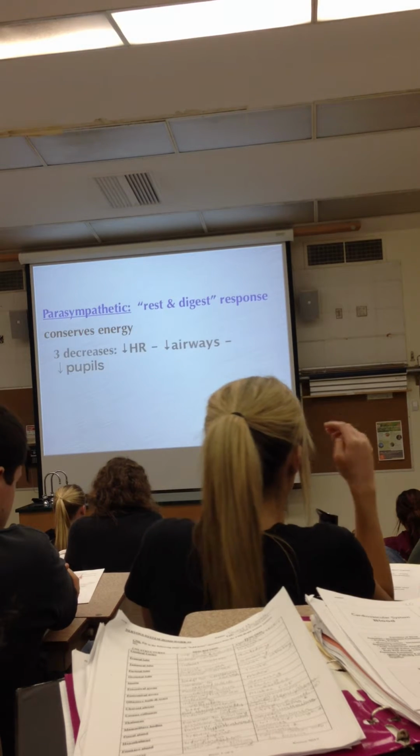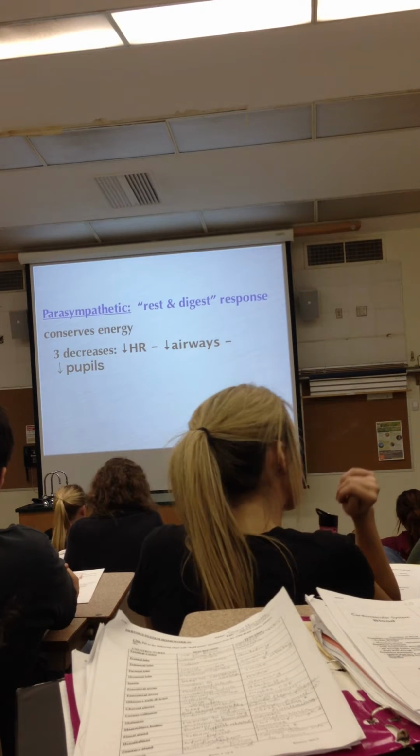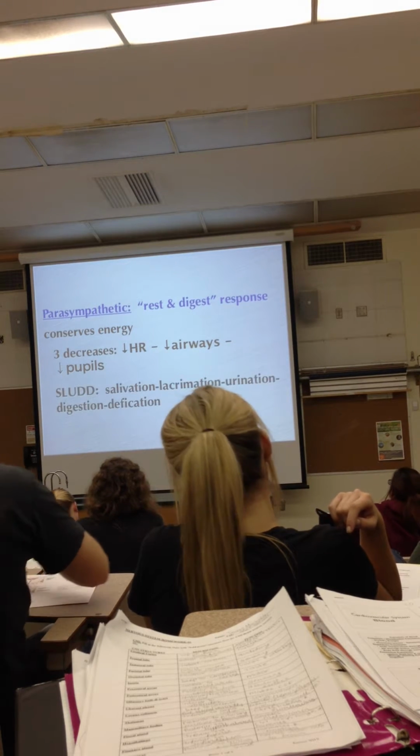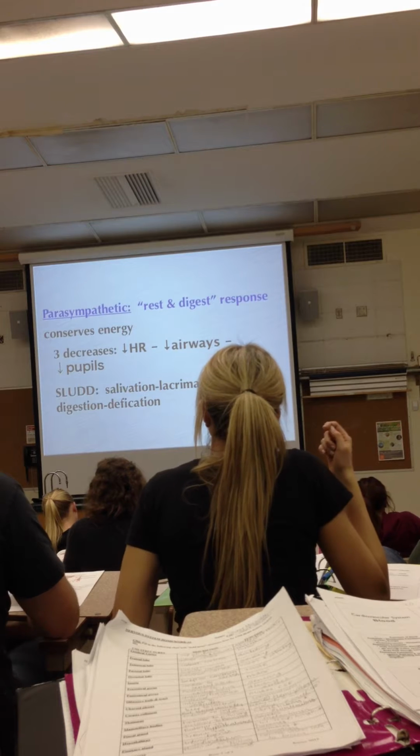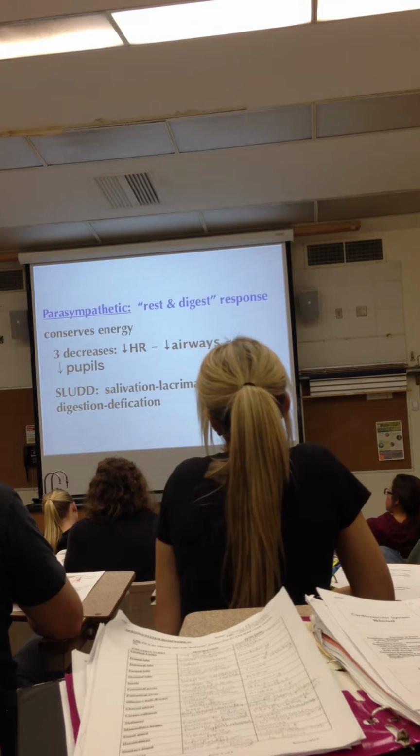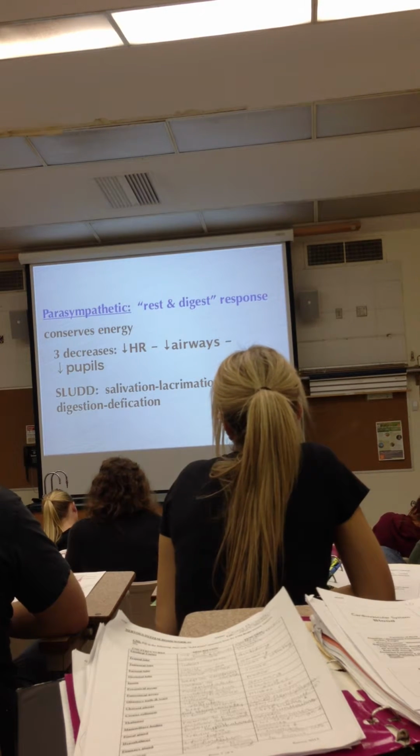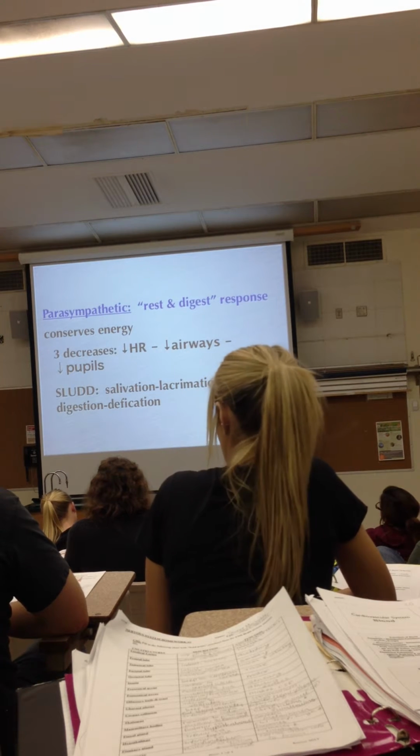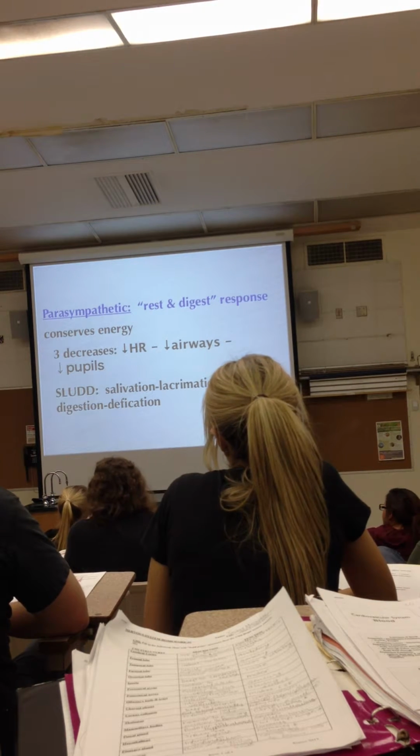Parasympathetic, rest and digest. Heart rate comes down, airways constrict, pupils constrict, SLUD. You get salivation, lacrimation, urination, digestion, defecation. So that's what's taking place. We okay with this?